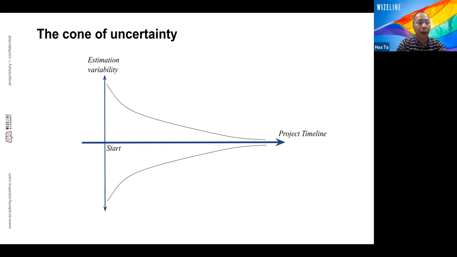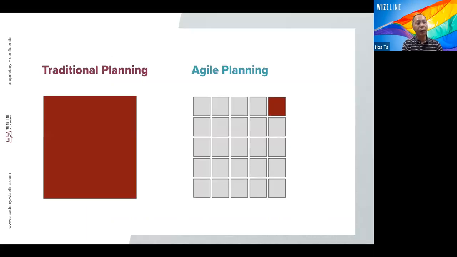So the estimation at that time exposes us to a lot of risk, and the planning as well. When we plan at the beginning of a project, the plan will not be accurate, and then it will need to change later. So traditionally, we have the waterfall framework with the traditional planning, and we have agile planning. I would like to share two pictures here so we can compare more easily how traditional planning goes and how agile planning goes.